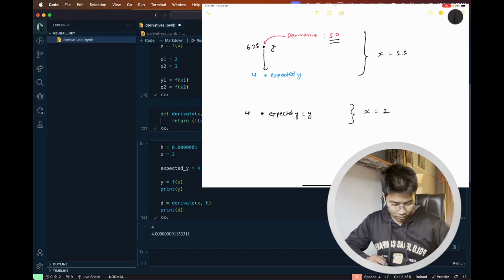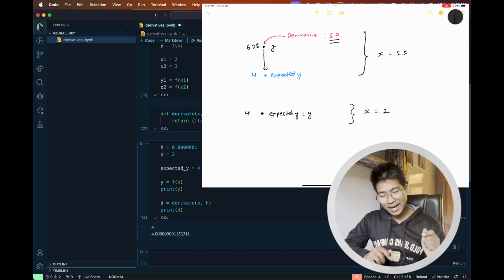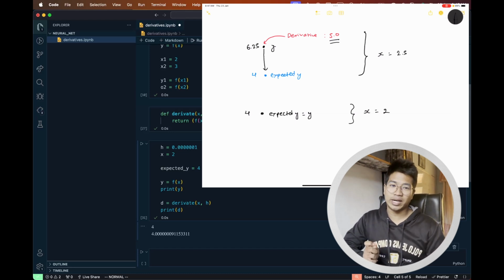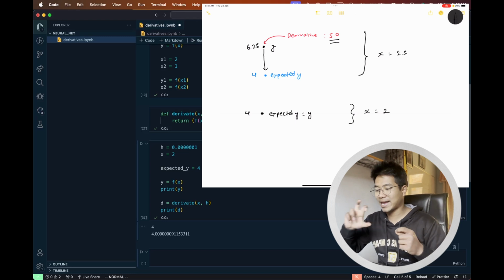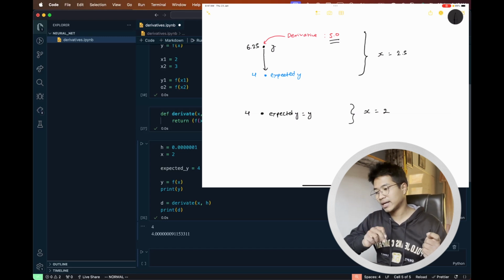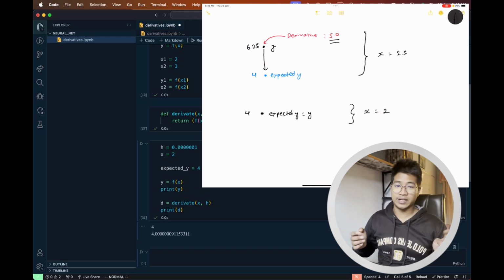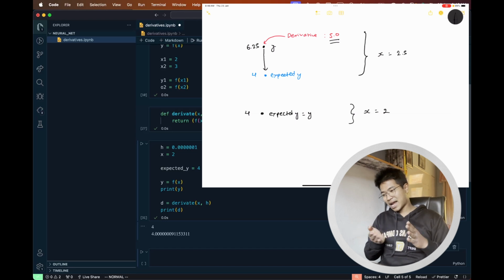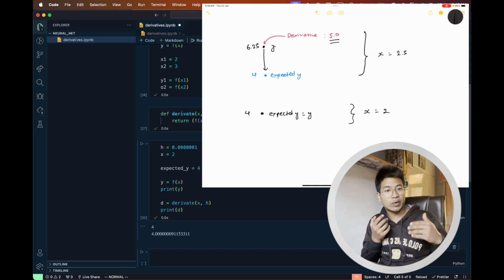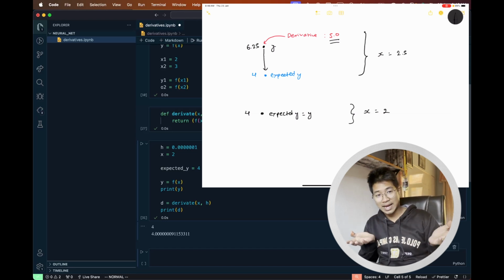Now that x value of 2 is exactly what I want if I want my expected y to be a 4, right? So I am done over here. I have reached the value that I wanted to reach. I don't really care about that derivative anymore, because I don't want to move left or right. I'm exactly at that point.